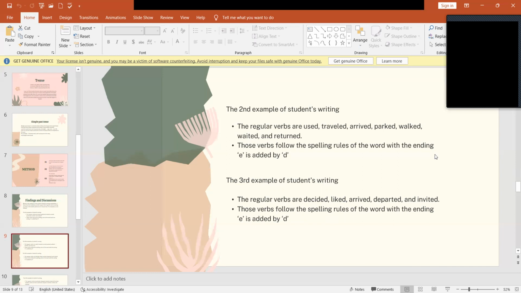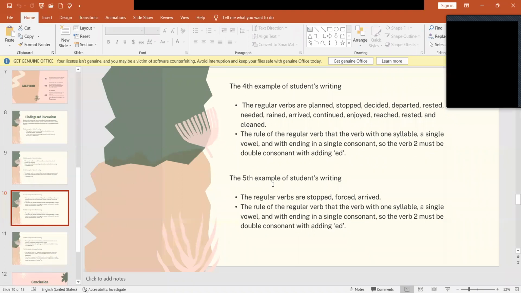And then the third example of students' writing. The regular verbs are decided, arrived, departed, and invited. Those verbs follow the spelling rule of words ending in E, which are added with D. For example, the verb is decide, so it changes to verb 2 decided, and verb 1 is like, then it changes to verb 2 liked, and the others.